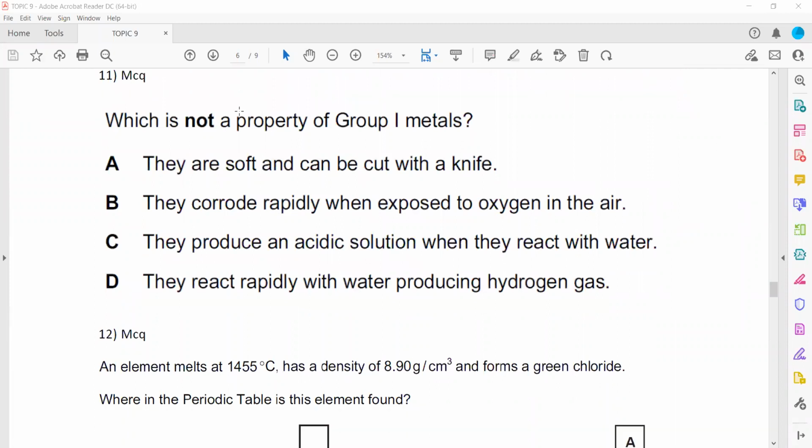Which is not a property of alkali metals? They are soft and can be cut by a knife. That is true. They corrode rapidly when exposed to oxygen in air; they react very fast when exposed to oxygen. That is true. They produce an acidic solution. Just now I explained, whenever alkali metals are mixed with water, they form an alkaline solution, that's why we call them alkali. So this is not the correct statement. And they react rapidly with water to give off hydrogen. That is also true.